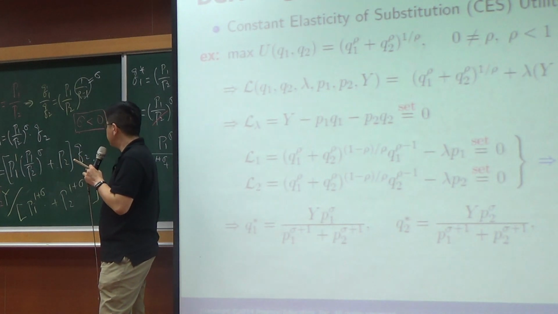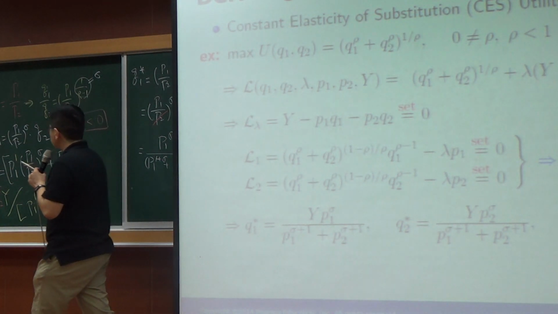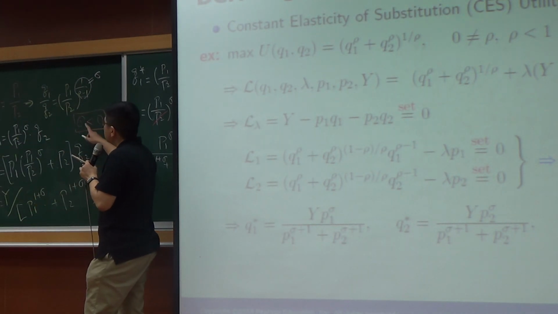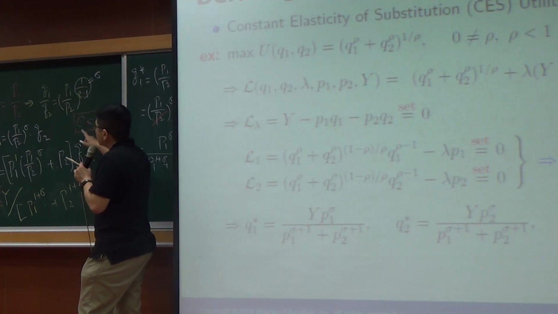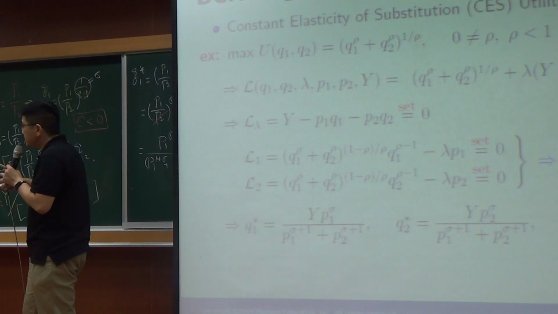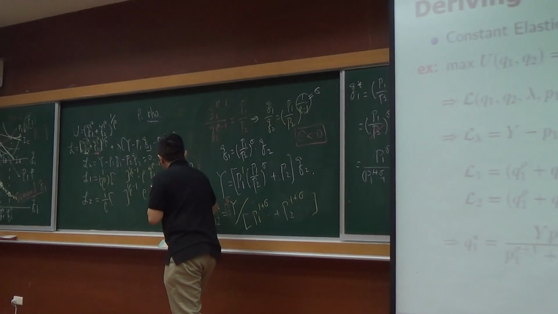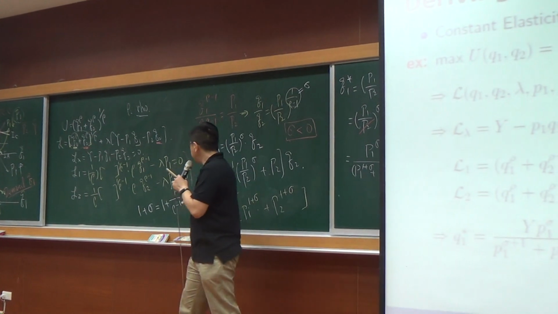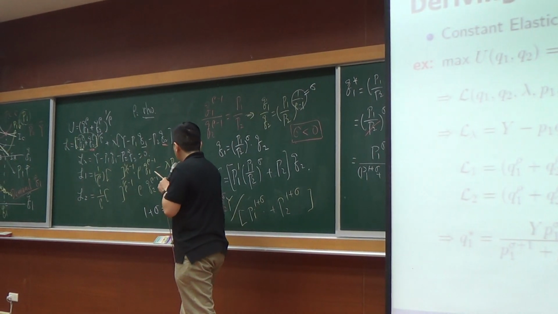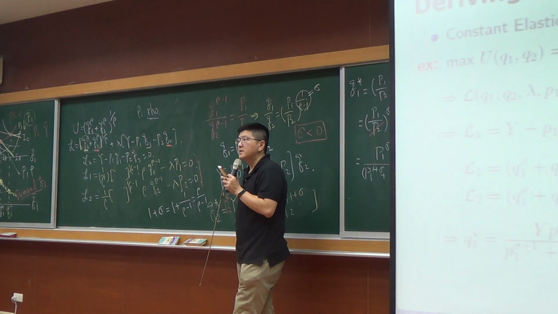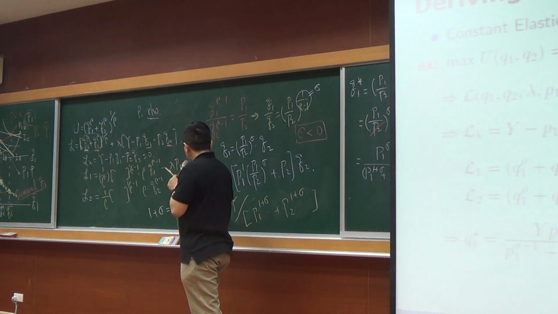Now, what do you think? Sigma is negative. But what about 1 plus sigma? What about 1 plus sigma? 1 plus sigma equals 1 plus 1 over rho minus 1, right? So it would be rho minus 1 over rho minus 1, plus 1 over rho minus 1, so it's rho over rho minus 1. Okay? And this will be a negative term.